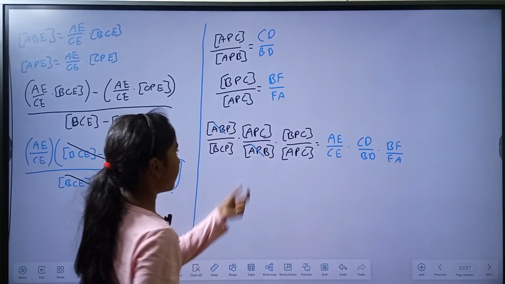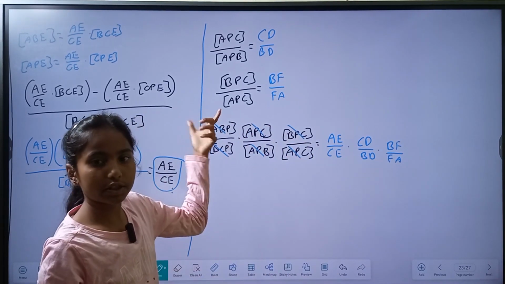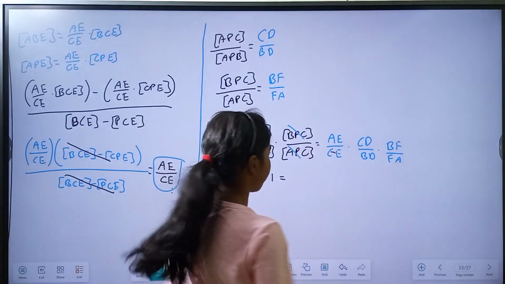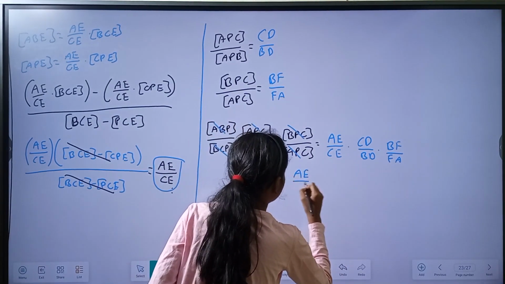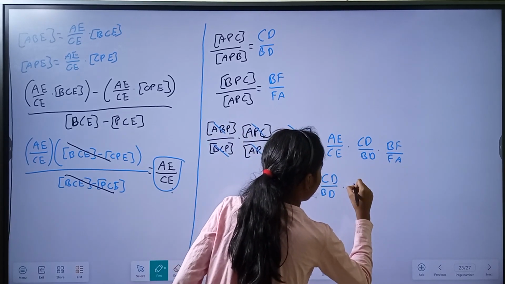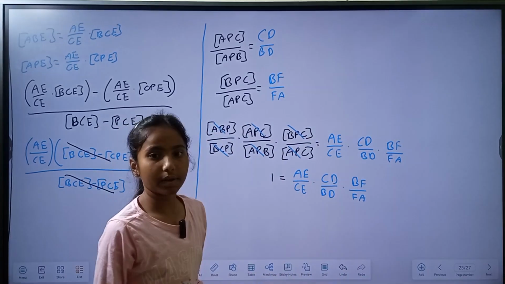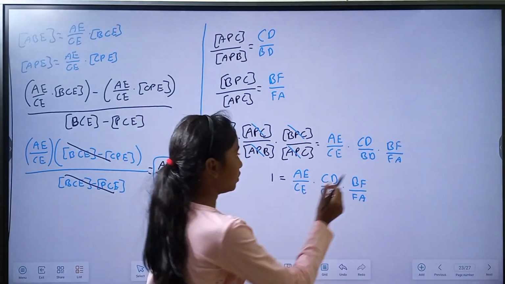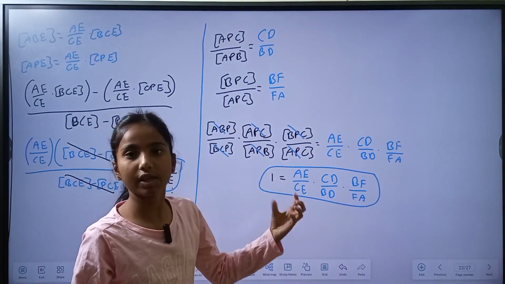So we can cancel, APC cancels, BPC cancels. So LHS is equal to 1, and RHS will remain the same, which is AE by CE into CD by BD into BF by FA. So the product of AE by CE into CD by BD into BF by FA is equal to 1. This condition is called Ceva's theorem.